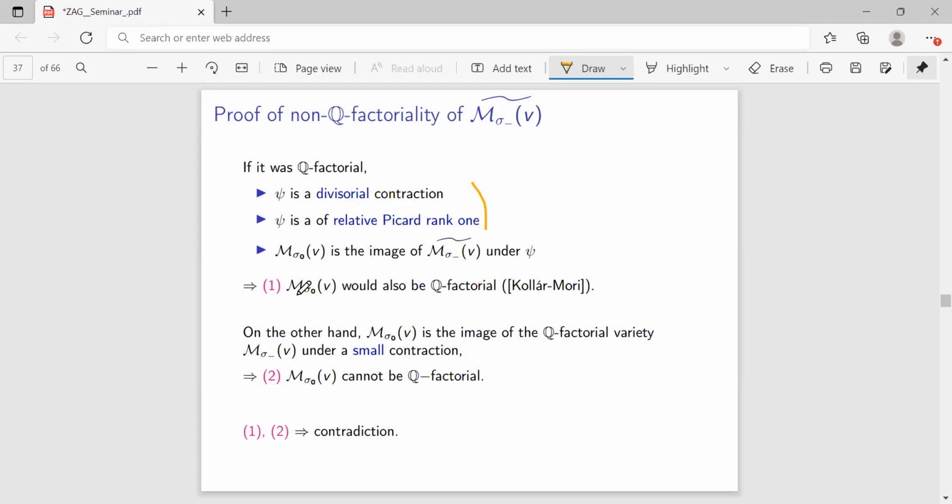And that implies that this M sigma naught, this image, must be Q-factorial as well. This can be implied by the result of Kollár and Mori. On the other hand, this M sigma naught is the image of a Q-factorial variety. This M sigma minus was even smooth, so in particular it's Q-factorial. But this is the image of this under a small contraction. So this means that this cannot be Q-factorial. Now combining 1 and 2 gives you a contradiction. Therefore, this space cannot be Q-factorial.